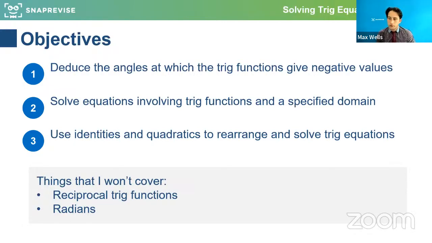The main points we're going to look at today are deducing angles at which the trig functions give negative values, solving equations with trig functions in a specified domain, and looking at identities and quadratics to solve slightly harder trig equations as well. We're not going to look at reciprocal trig functions. That's something you generally look at in year 13. I'm not going to do problems involving radians, but it's very much a basis of solving trig equations that I think will be good practice for everyone.